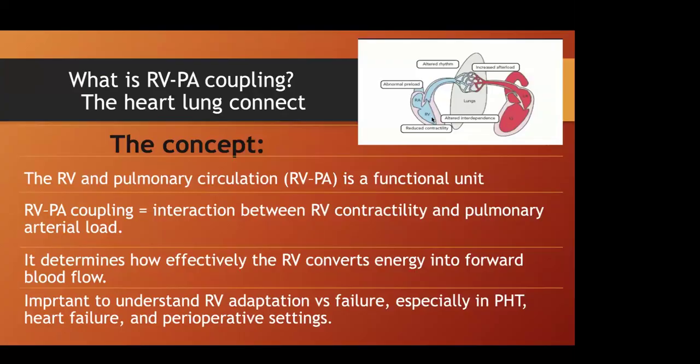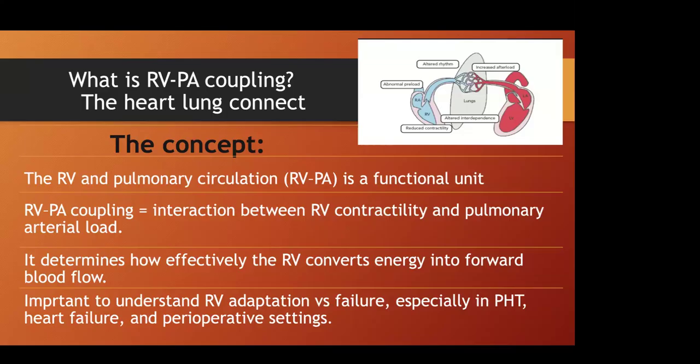Whatever blood is received by the RV is pumped to the lungs and further into the left atrium and ventricle. So the RV and the pulmonary circuit are one functional unit. It is the interaction between the RV contractility and the pulmonary load, and it determines how effectively the RV converts energy into forward flow. There are several factors which can affect this, which we will see subsequently.